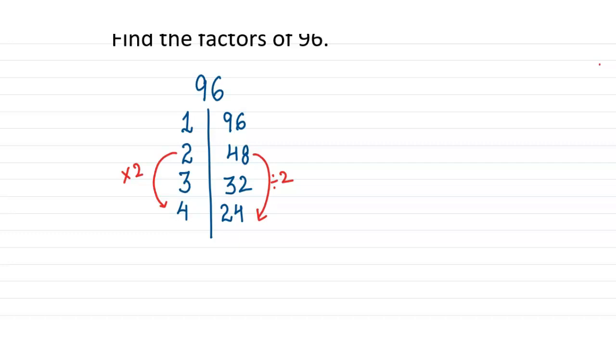Now, the next number is 5. So, recollect the divisibility rule of 5. Any number having, this is the tens place and ones place, any number having 0 or 5 at its ones place is divisible by 5. But 96 has the number 6. So, 5 is not a factor. So, we are going to skip the number 5 and move on to the next number, that is 6.